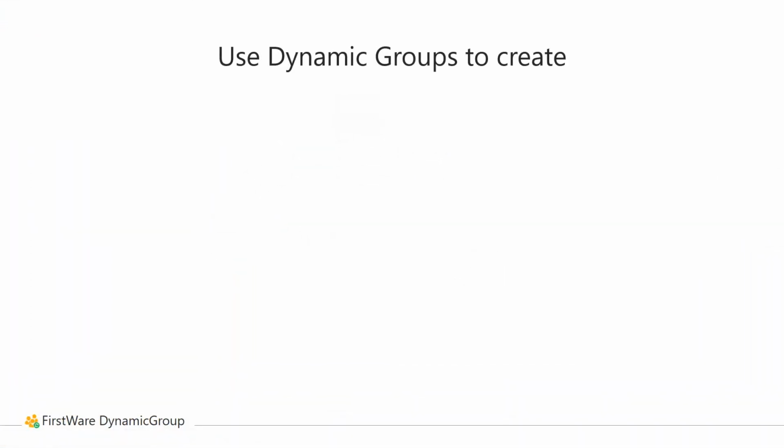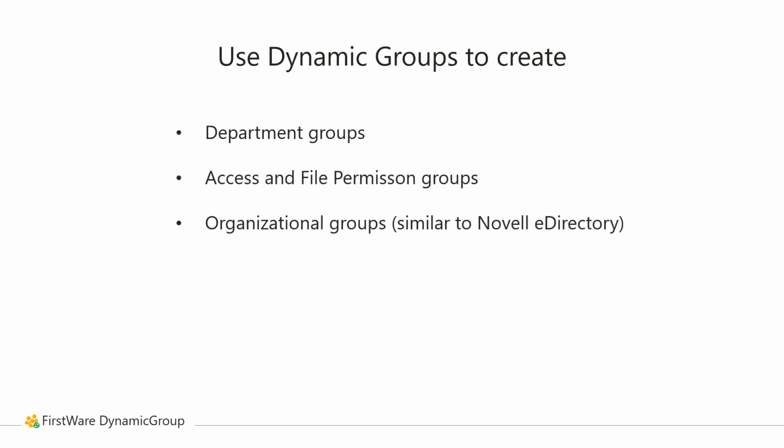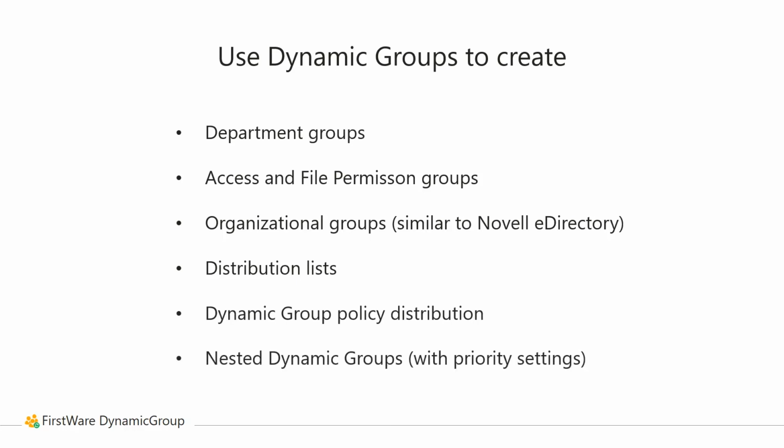With the dynamic groups, you can automate department groups and keep the file permission groups up to date. Dynamic OU groups might be interesting after the migration from eDirectory to AD. Automated groups are excellent for mailing lists and policy distribution. Moreover, dynamic groups can be nested and you can set a priority for each one.